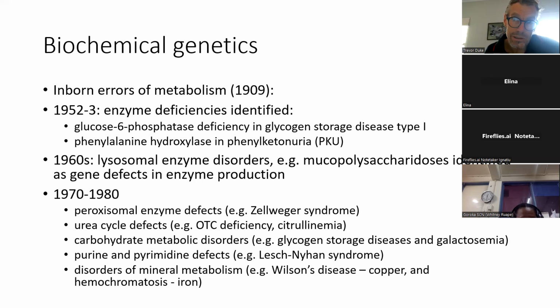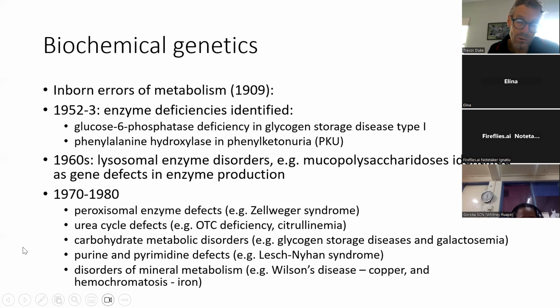and PKU was the first disease identified that could be found on newborn screening, and a simple form of dietary modification could lead to the prevention of intellectual disability in those patients, a little bit like congenital hypothyroidism, which I'll talk a bit about later.